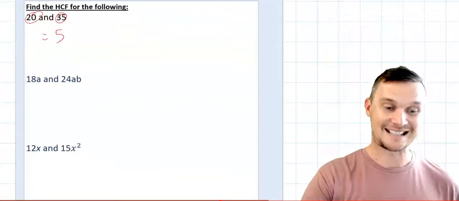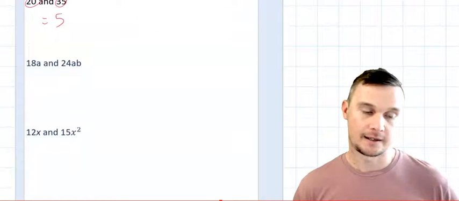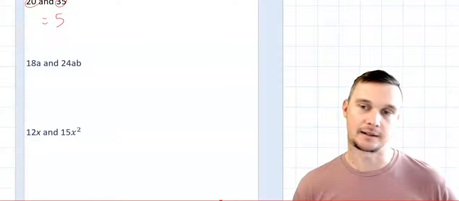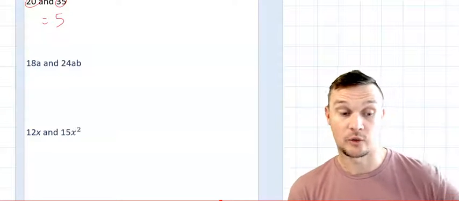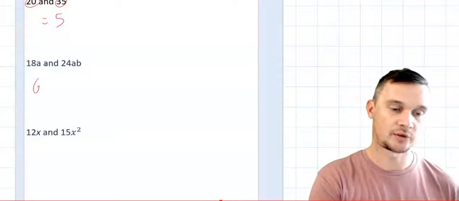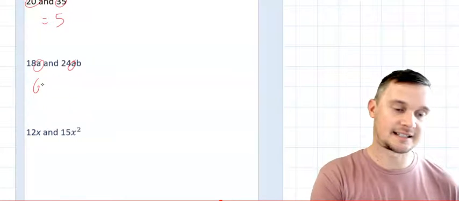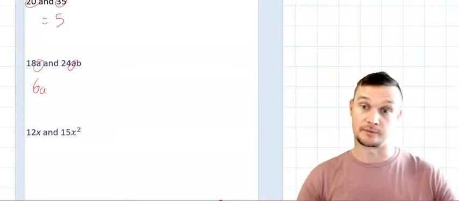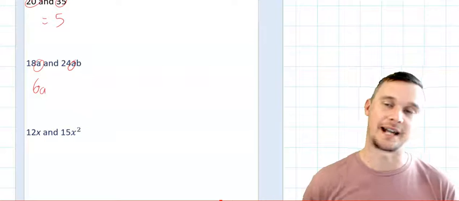Next, we want to look at 18a and 24ab. Okay, so I've got 18, which I know is going to be a multiple of 6, and 24 is also going to be a multiple of 6, so it's going to be 6. But I also can notice here that they both have a in it, so it's going to be 6a. That's going to be the HCF for both of those, because both can be divided by 6 and also a. As you see, it's got a common a there.